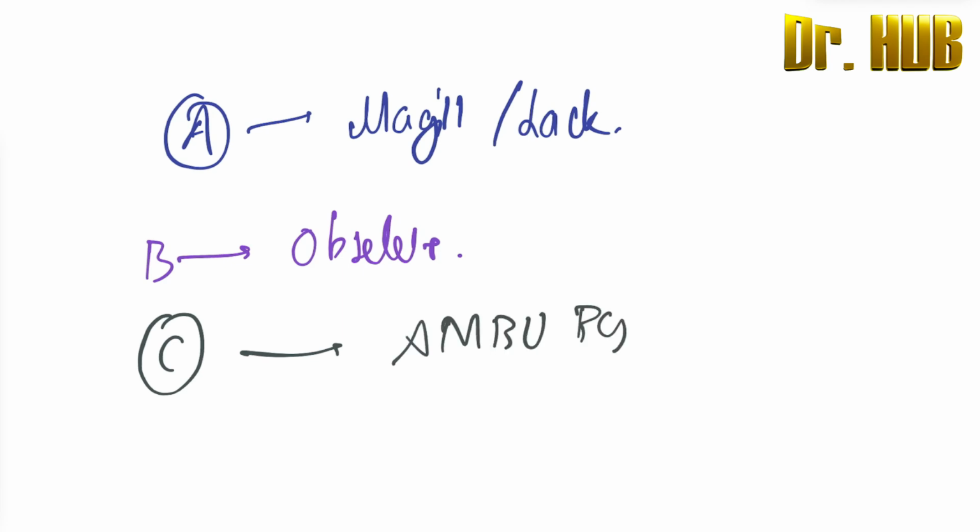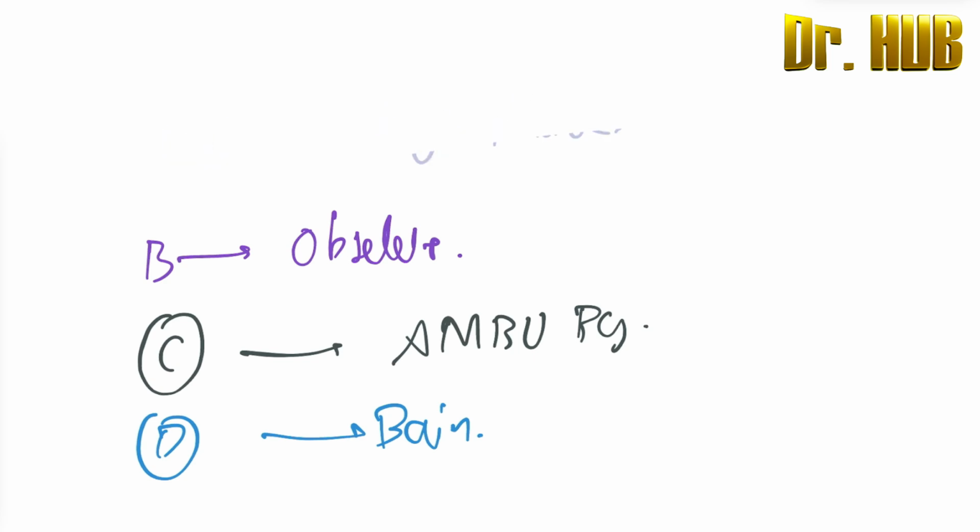The AMBU bag, if you see, is nothing but the type C, where there is no corrugated tube, there is just FGF and APL. FGF is present towards the reservoir bag and the APL is present towards the patient end. Next, we saw the ABC, now we look at the D. D stands for the Bain circuit. So the Bain is an example of the D circuit.